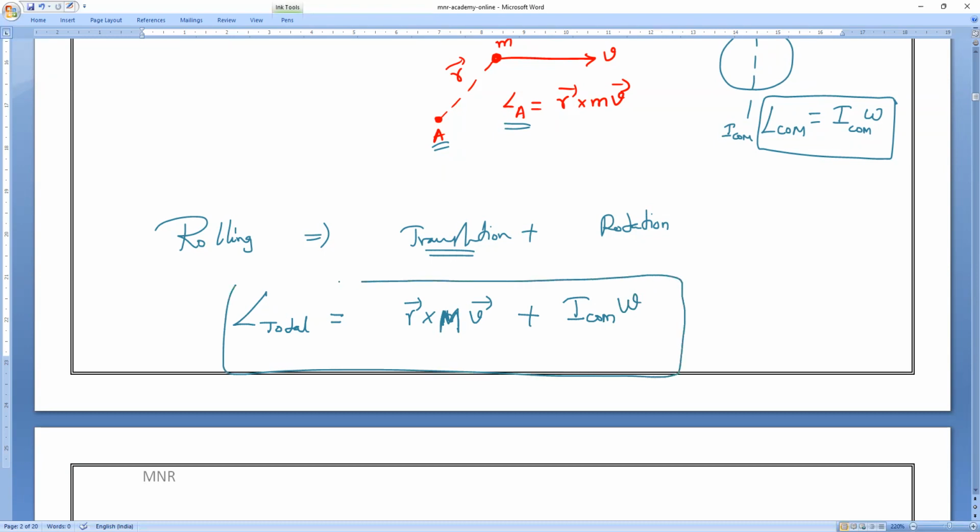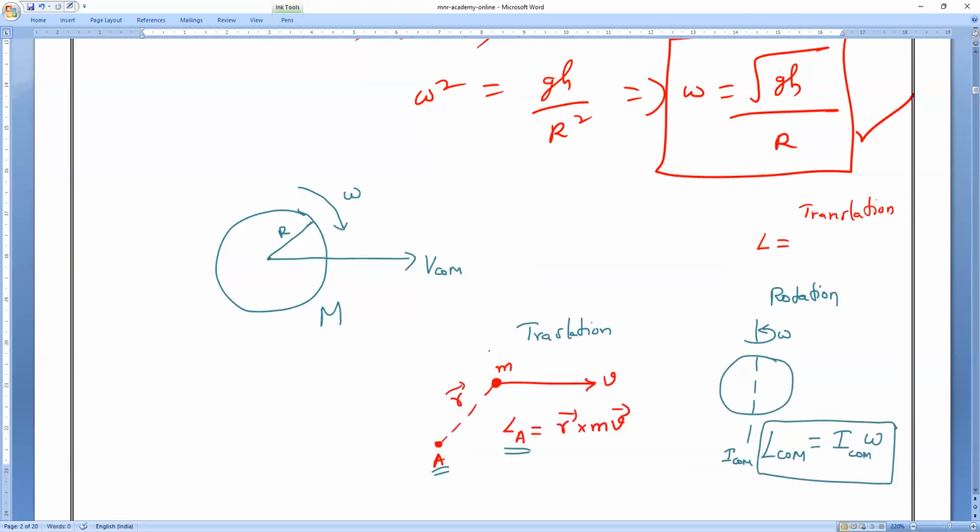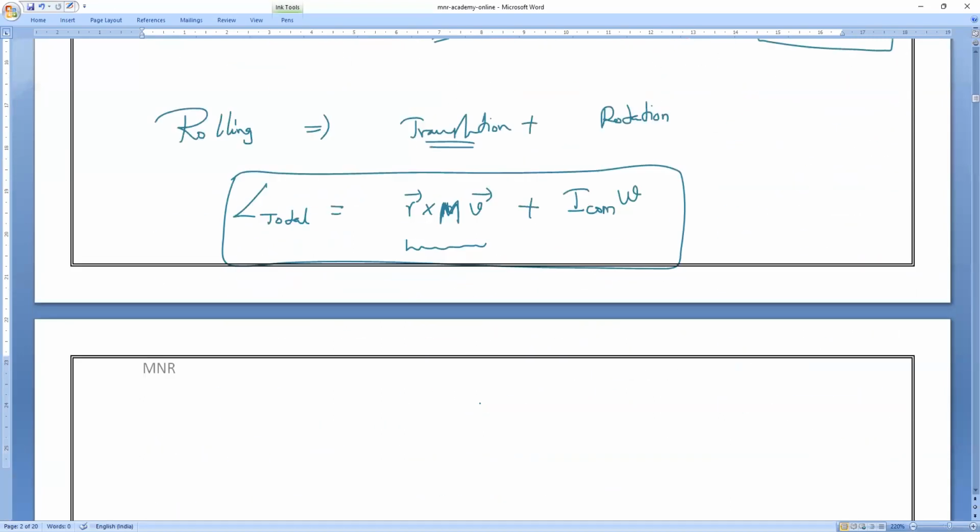Now, if you all notice here, this is the translation moment, angular momentum with respect to what? All of you, angular momentum with respect to what, guys? Center of mass. Understanding? So total angular momentum is equal to angular momentum with respect to center of mass plus angular momentum.